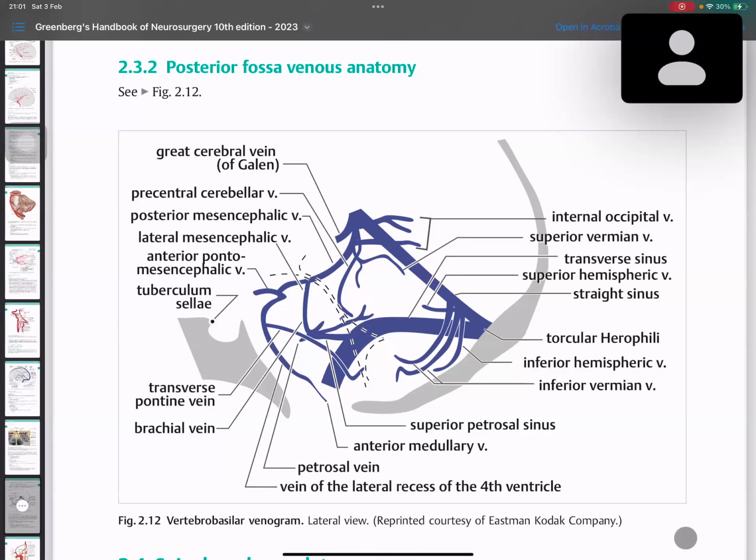We've talked about the torcular Herophili, and the different parts of the inferior hemispheric cerebellar veins, which drain into the straight sinus, which drains into the torcular Herophili. The drainage system is really important, both superiorly, inferiorly and posteriorly.